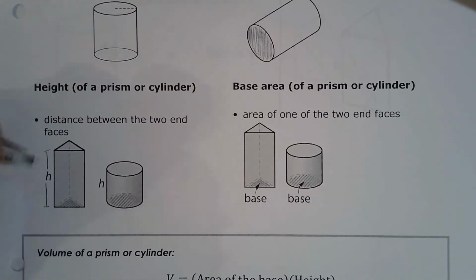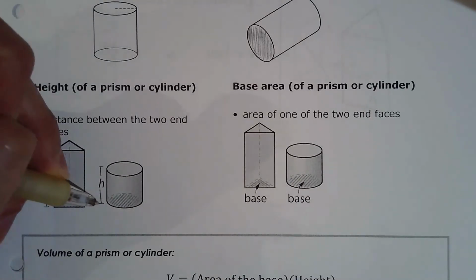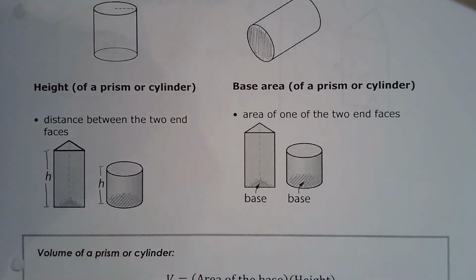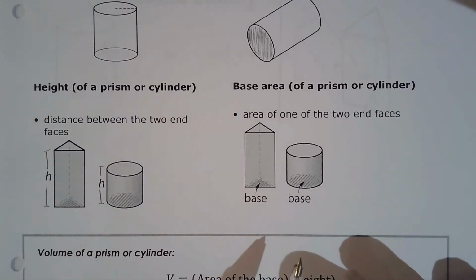Okay, that's how far the two end faces are from each other. How about this cylinder here? That is the height of the cylinder. Once again, how far the two end faces are from each other. Now, the area of the base, that's just the area of the base. There's not much to say.